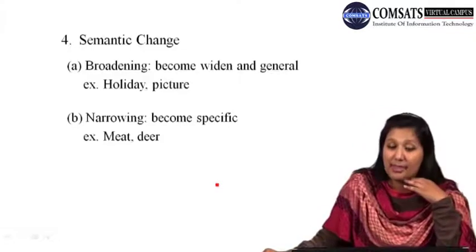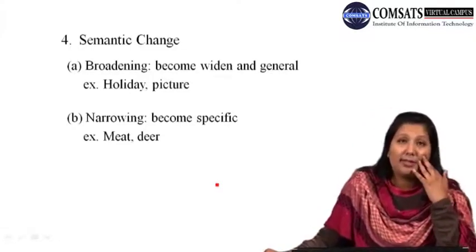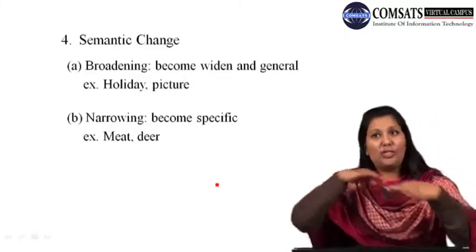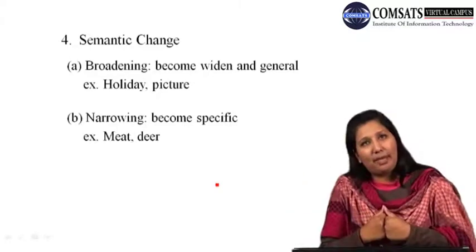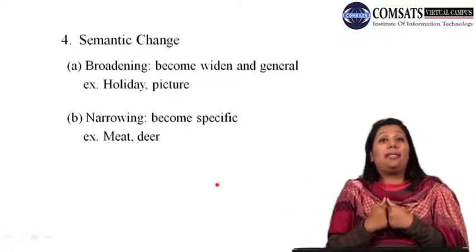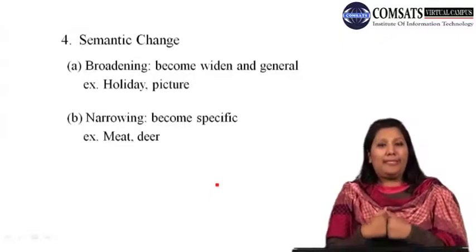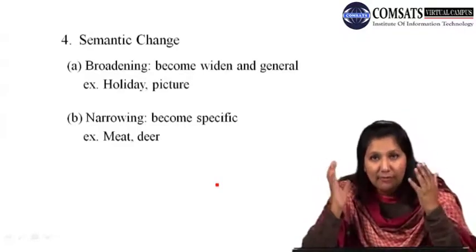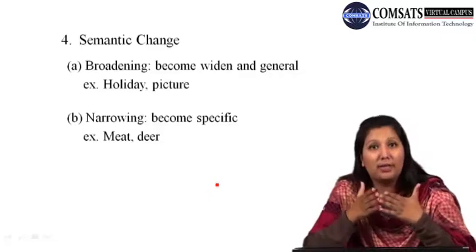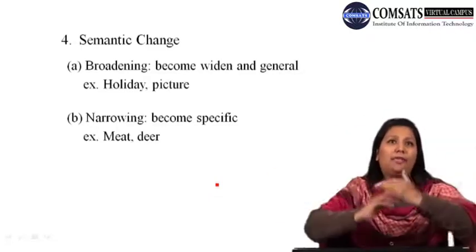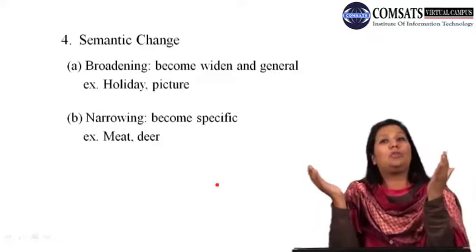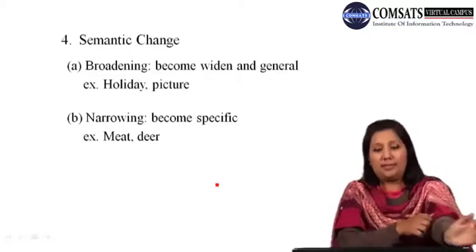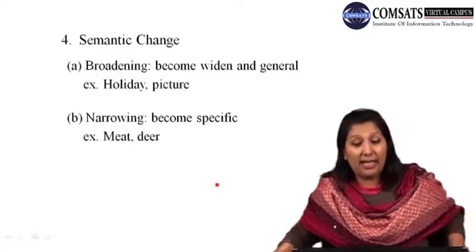The next process is that of narrowing. First is broadening. You are generalizing the things, so the change in meaning is coming. Why? Because you are generalizing the meanings of the language. Now the second is narrowing. You are trying to narrow down, you are trying to specify the meanings of certain words. Rather than being vague and general, you are trying to bring the meanings to some specified objects. For example, meat and deer.